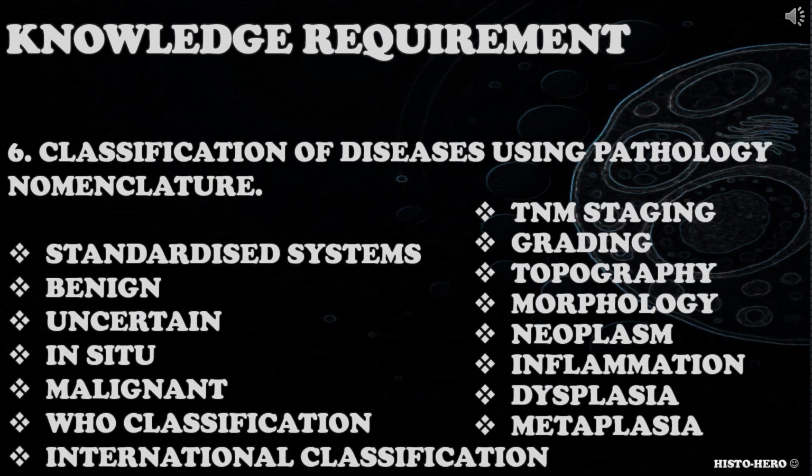The sixth knowledge requirement is for you to know the classification of diseases using pathology nomenclature. What are the key components of pathology nomenclature and classification? What histological terminology can be used to classify diseases? Consider standardized systems, behavior code like benign, uncertain, in situ or malignant, WHO and international classification, TNM staging, grading, topography, morphology, neoplasm, inflammation, dysplasia or metaplasia. Can you give examples of systems and their uses? Consider SNOMED-CT, systematized nomenclature of medicine for clinical terms, ICD-O, international classification of diseases for oncology, or ICD general.